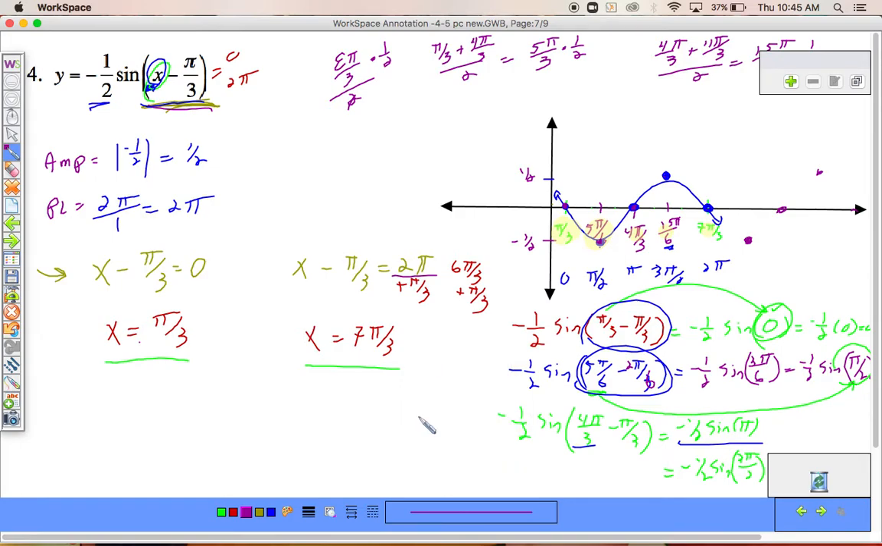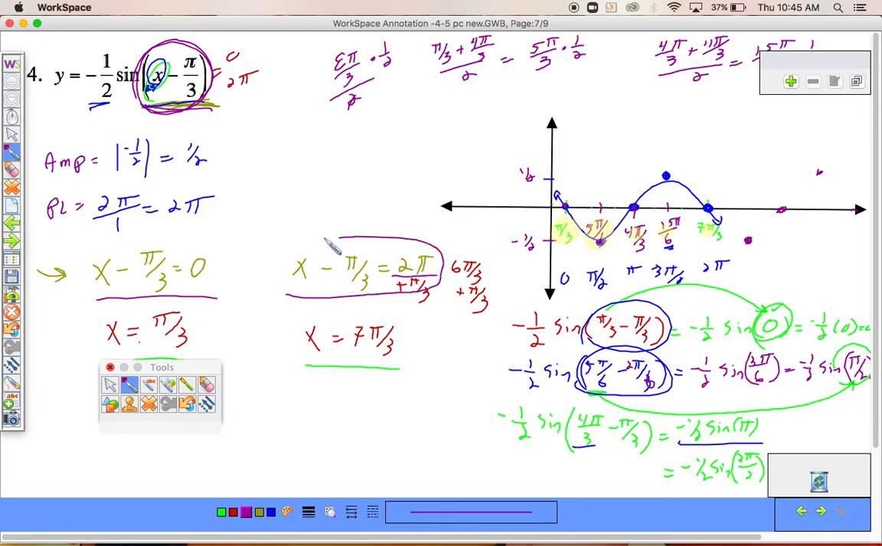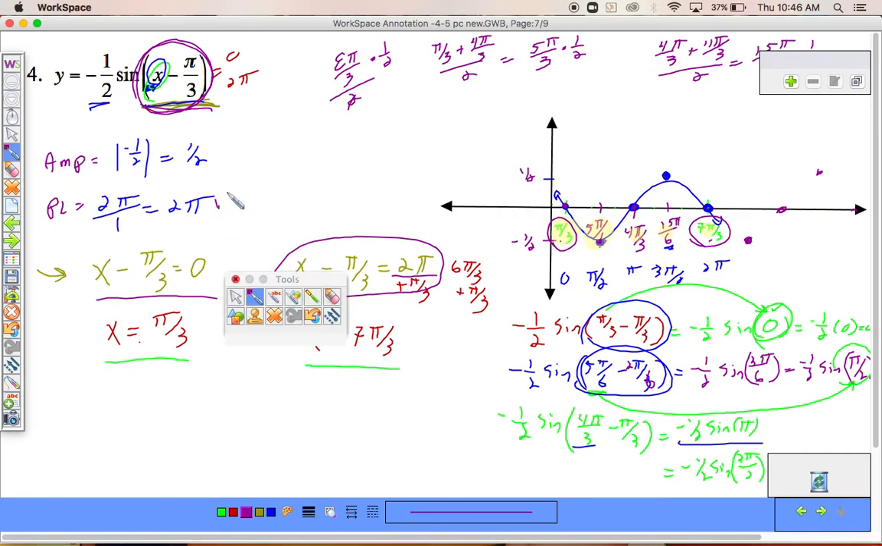All right, so when I have a horizontal shift, set it equal to 0, set it equal to pi over 2, or set it equal to 2 pi to find out where you're going to start and stop. Then take that distance, which is the distance from pi over 3 to 7 pi over 3. That's 6 pi over 3, which is your period length of 2 pi. All right, we'll do one more.